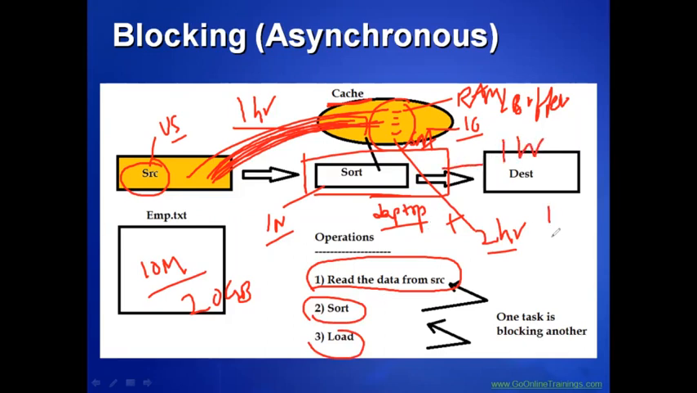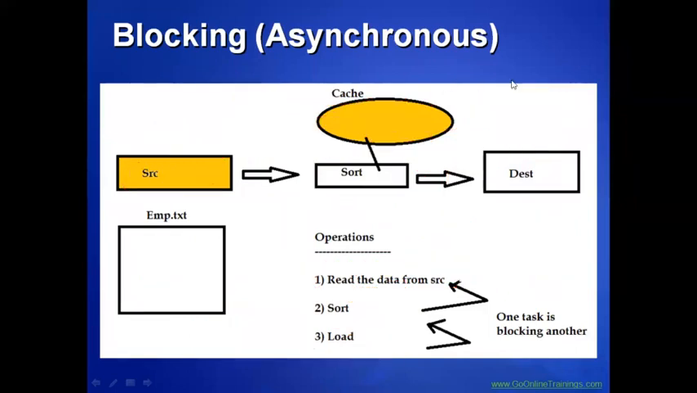First 1 hour, then you need to wait. Second 2 hours, then you need to wait. So after 3 hours only, you will spend 1 more hour. So one task is blocking another task. Reading is blocking sorting, and sorting is blocking loading. Until I sort, I cannot load. Until I read the data, I will not be able to sort the data. So one task is blocking another one. Clear? That is what is called a blocking transformation.